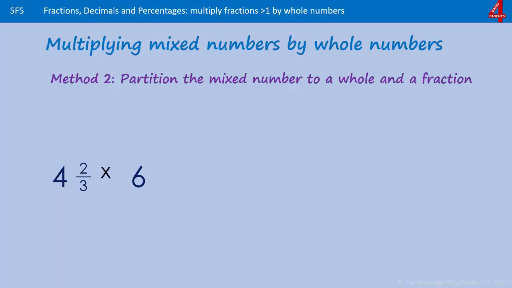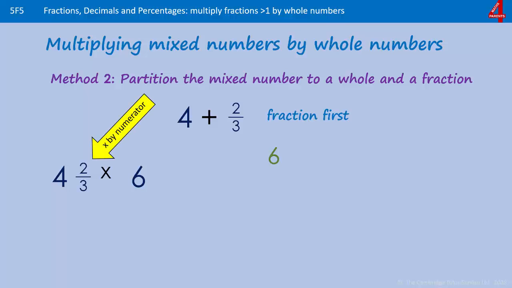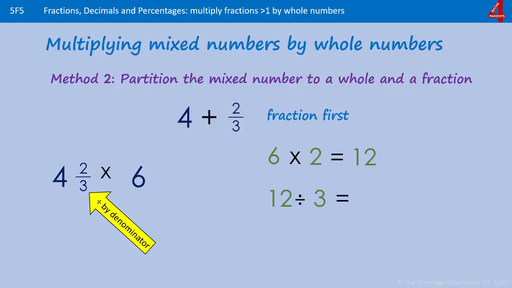The other method that some children are taught, and that I've seen in some of the textbooks, is where you partition out the mixed number and separate the whole number from the fraction. So in 4 2/3, we have the whole number 4 and 2/3, and then we calculate each one separately. Each one will be multiplied by 6. Starting with the fraction, so that's 6, multiplied by the numerator, which is 2, that's 12. Now I take that 12 and I divide it by the denominator. 12 divided by 3, and that's 4.